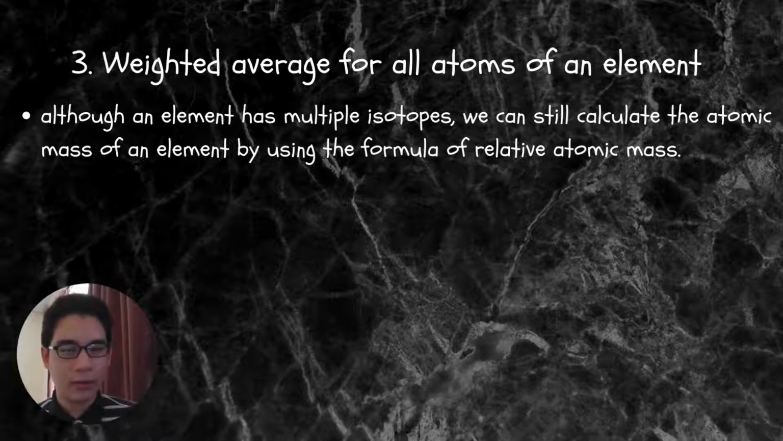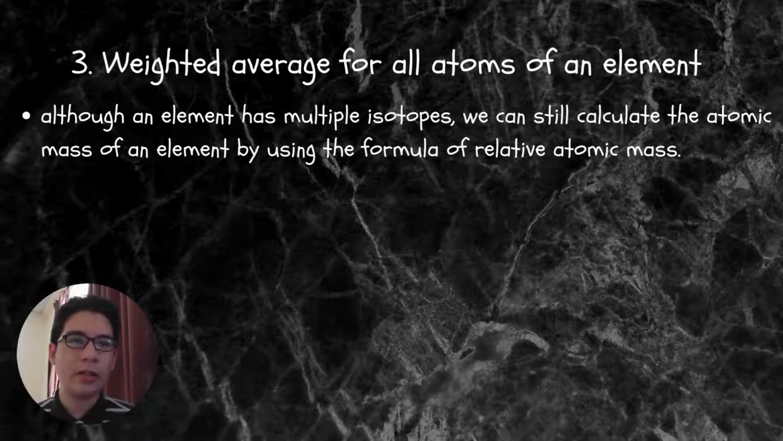Now we move to the final and third method on how to find the atomic mass. It's by weighted average for all atoms of an element. Although an element has multiple isotopes, if you don't know what an isotope is, it is an element that has lots of atoms with the same atomic number, or number of protons, but different neutron numbers. Adding these different neutron numbers and the atomic number, which is the number of protons, makes different mass numbers. That is what we call an isotope.